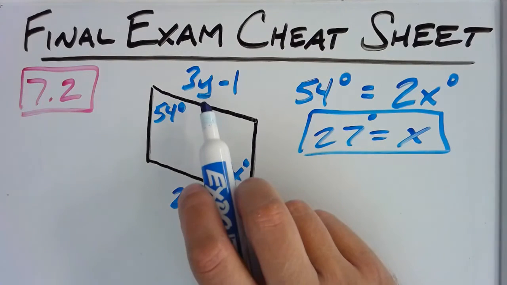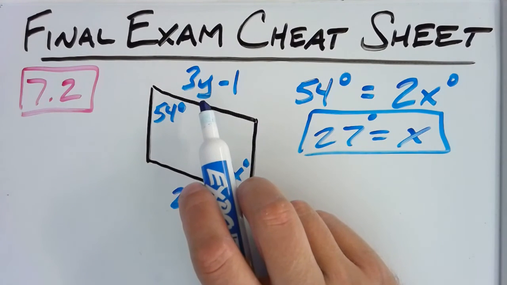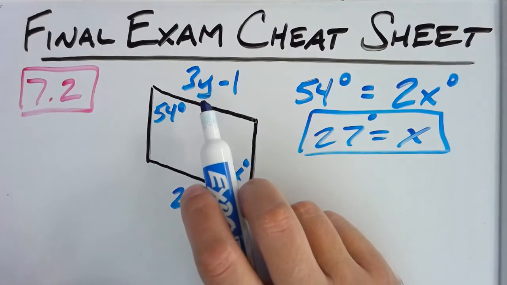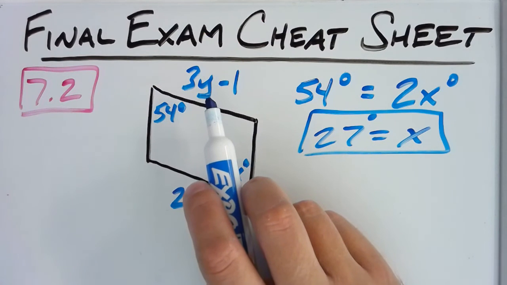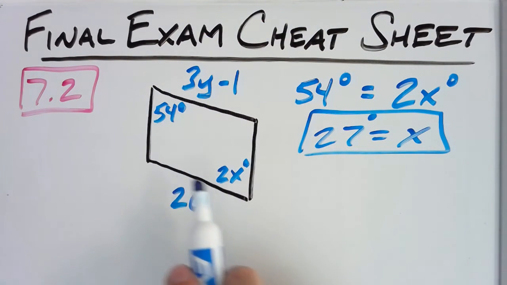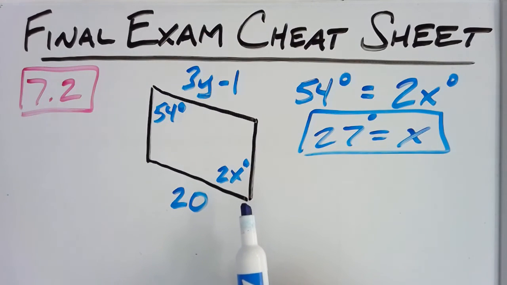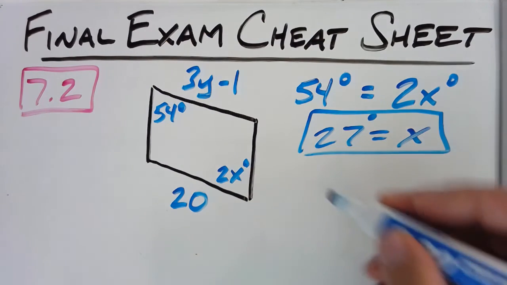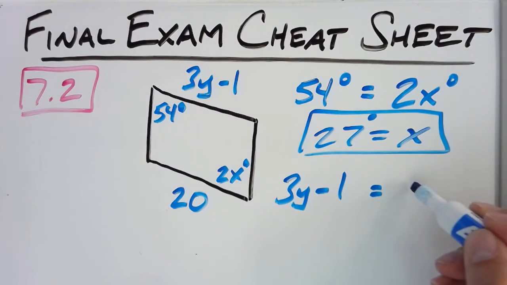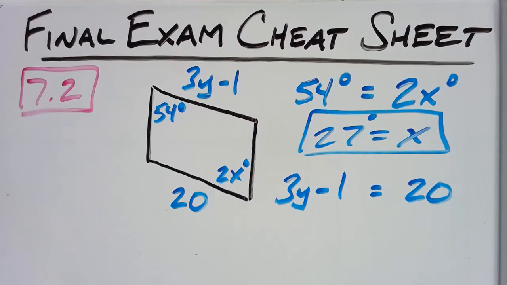Now for solving for y, we can't use the angles theorem here because these aren't angles, these are opposite sides. But thankfully in Section 2, there's a very similar property that says that opposite sides in a parallelogram must also be congruent, meaning they have to have the same measurement. Meaning, from an equation standpoint, that 3y minus 1 on the top must equal the 20 units on the bottom. Again, the property that makes this possible is the one that says opposite sides in a parallelogram must be congruent.